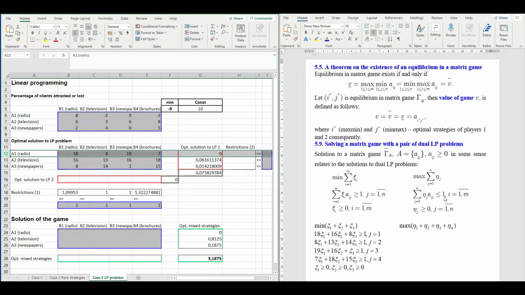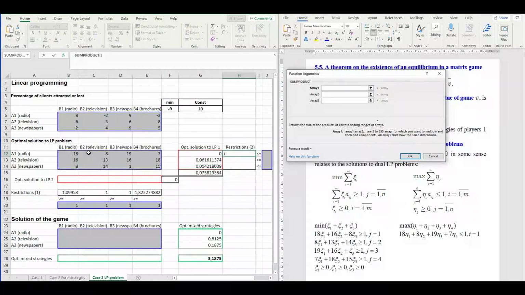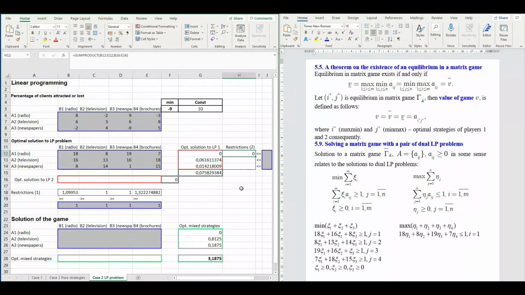Let us add the first restriction into the mathematical model. And let us add the left hand side of the first restriction into the cell H12. For this reason we call the function SumProduct, and we choose the first row of this table, and the second array is the array of our variables. So the left hand side of the restriction is represented, and the right hand side unit we insert into the cell G12.